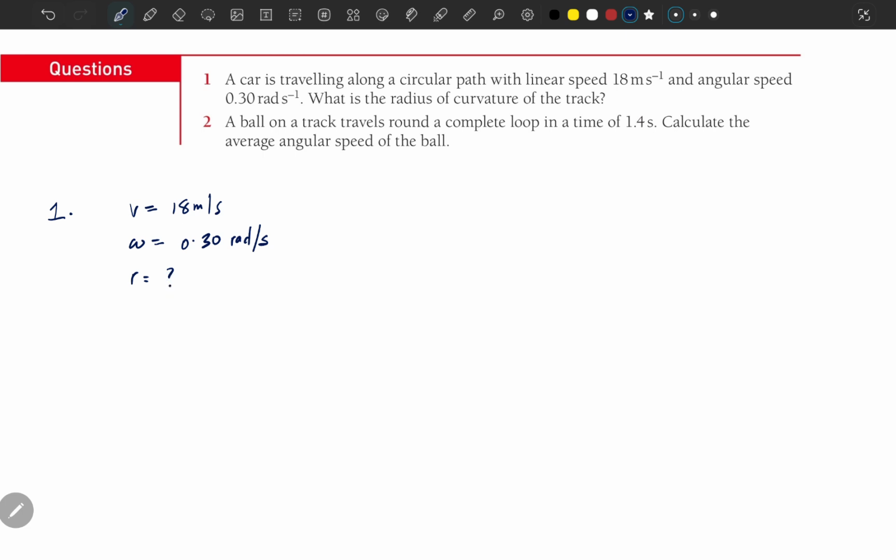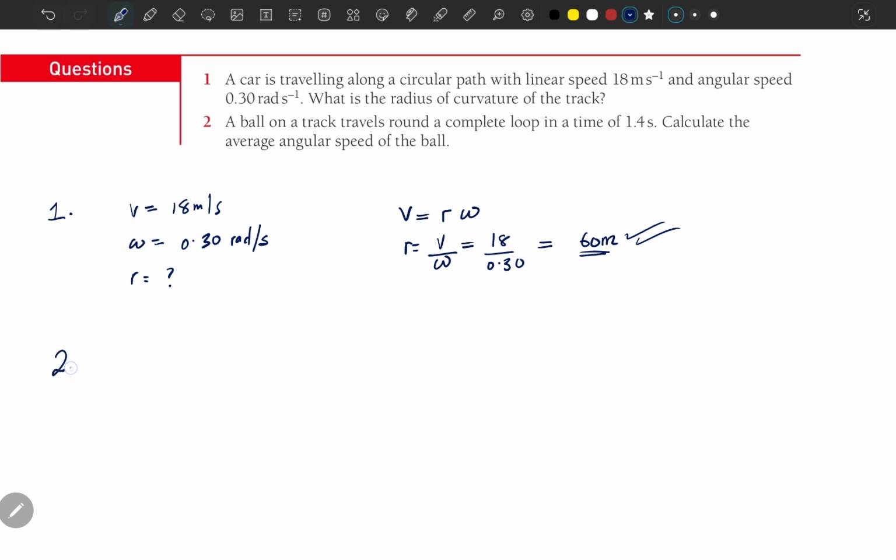So we need to look for the equation that relates these three variables. That is given by linear velocity or linear speed is given by radius of curvature multiplied by angular speed. So our R is V over angular speed. Our V is 18 over 0.30, we'll be getting 60 meters. That's all, you're done.